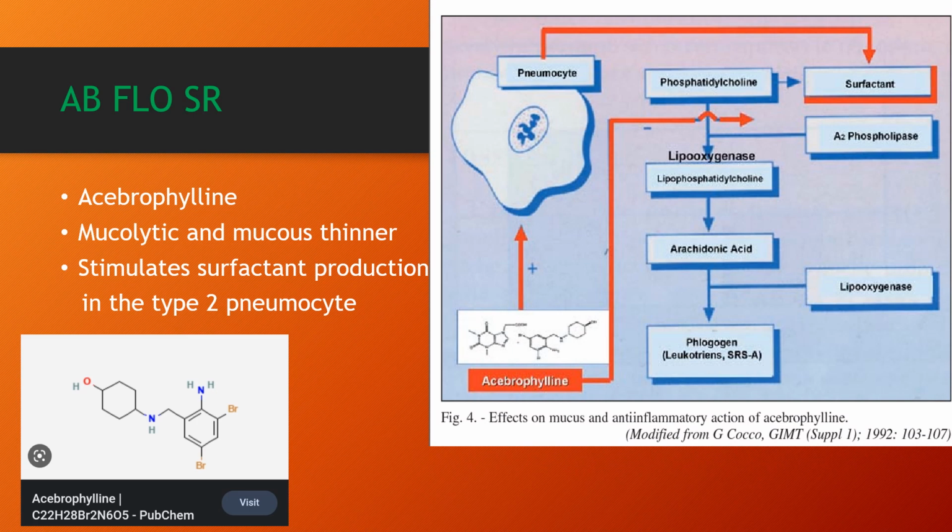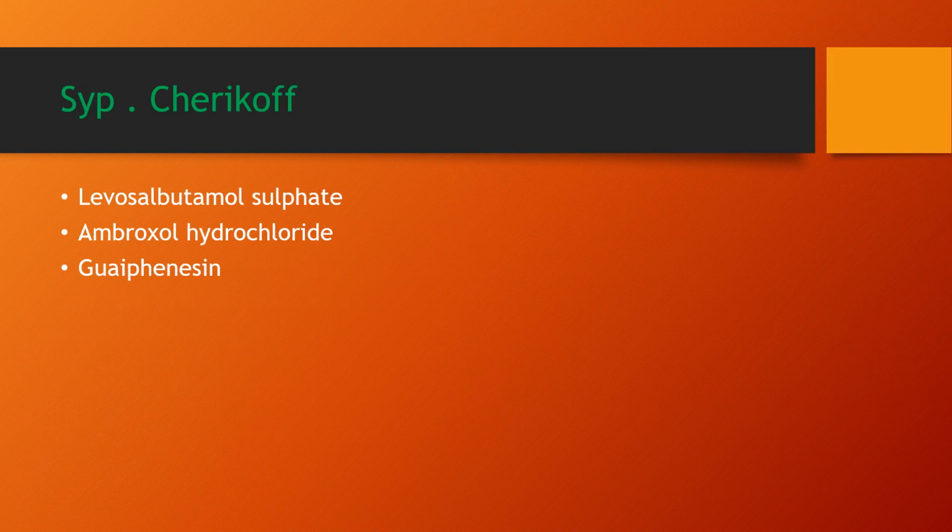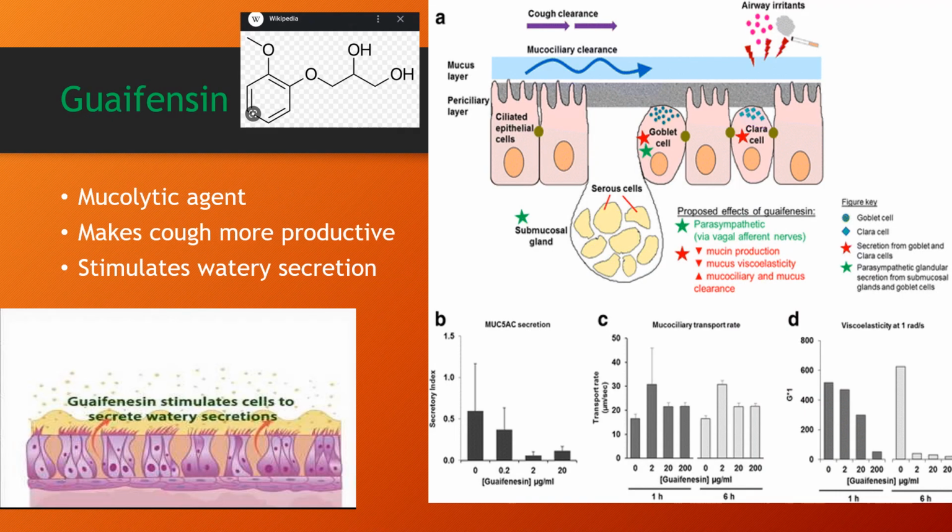Acebrophylline stimulates surfactant synthesis in the type 2 pneumocyte, causing mucolytic mucus thinning and easier respiration. Cherikov is a combination of three drugs and it is a brand name commonly used. Guaifenesin is a mucolytic agent, like mucociliary clearance.